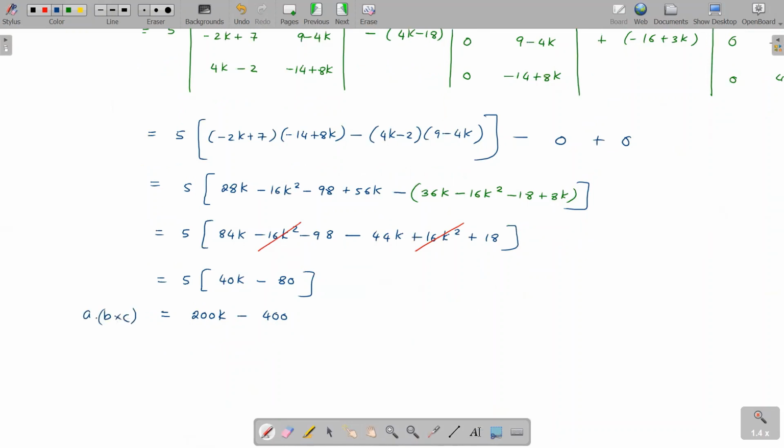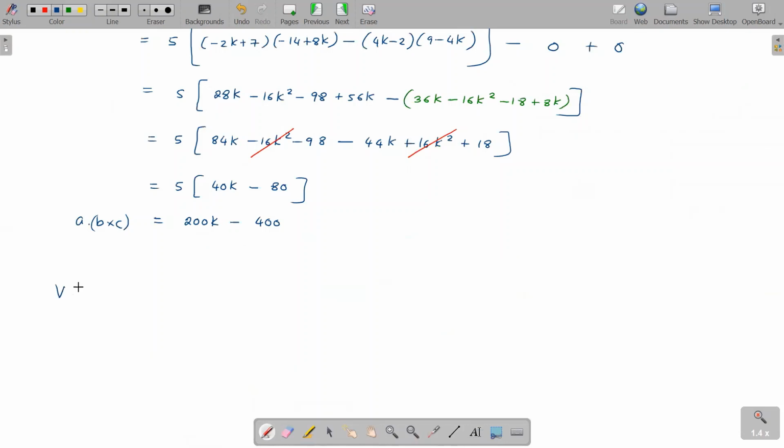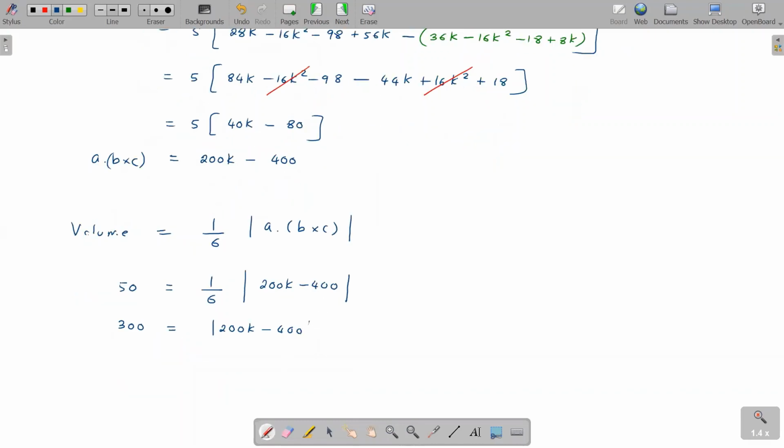Okay, so then the volume of the tetrahedron is 1/6 of the modulus of A dot B cross C. Volume was given as 50, right? A dot B cross C, you get 200k minus 400. So when you're solving, 50 times 6 is how much? 300 equals modulus of 200k minus 400. So what do you do to solve it? Take the plus part of the modulus and the minus part of the modulus separately to get the k values.